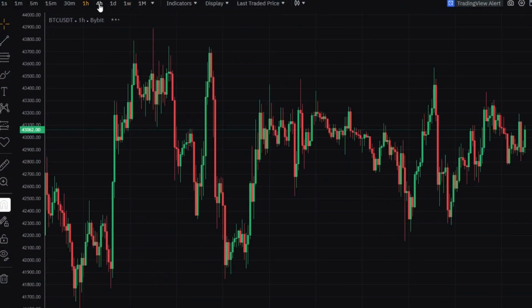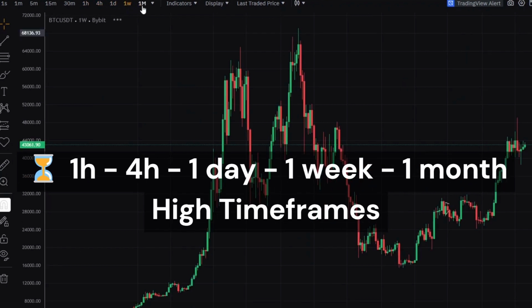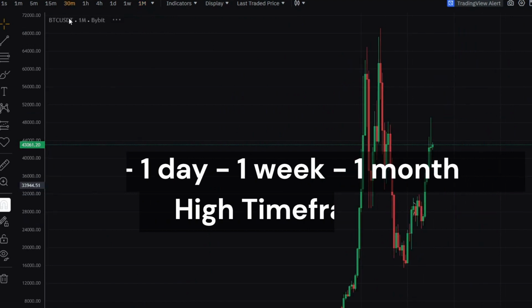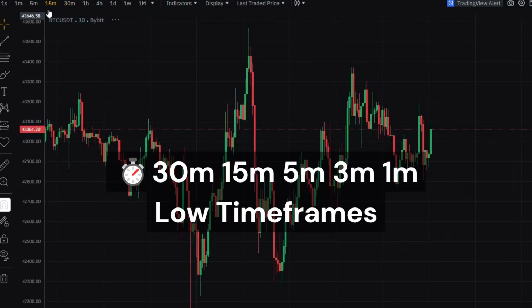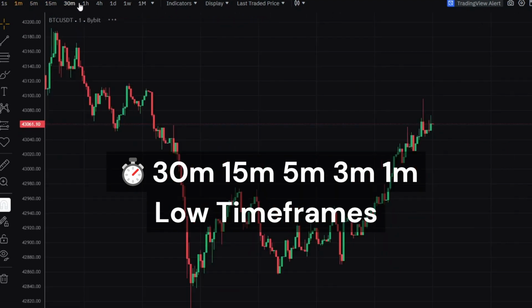Now let's start looking at the candlestick chart. As you can see, there is a time frame you can set: 1 hour, 4 hours, 1 day, 1 week, 1 month are the high long-term time frames, and 30 minutes, 15 minutes, 5 minutes, 3 minutes, 1 minute are the low short-term time frames.